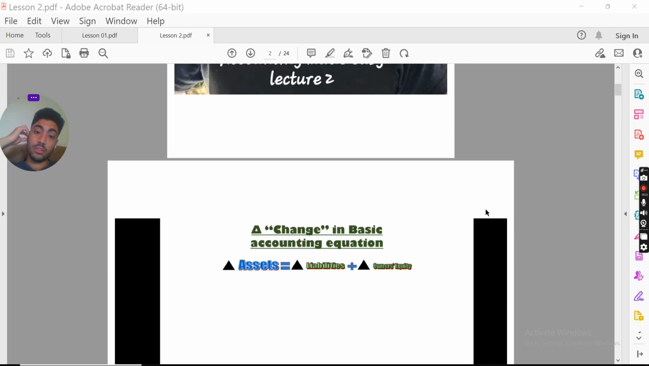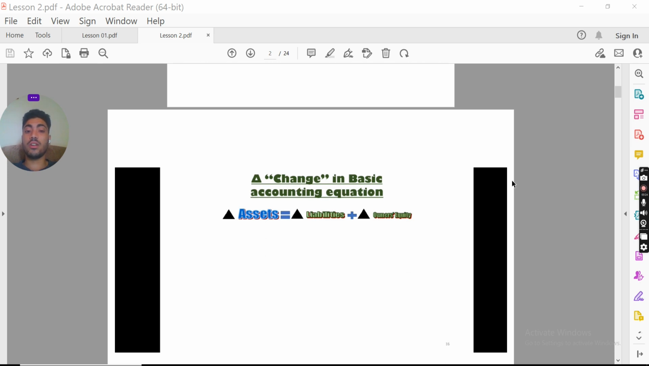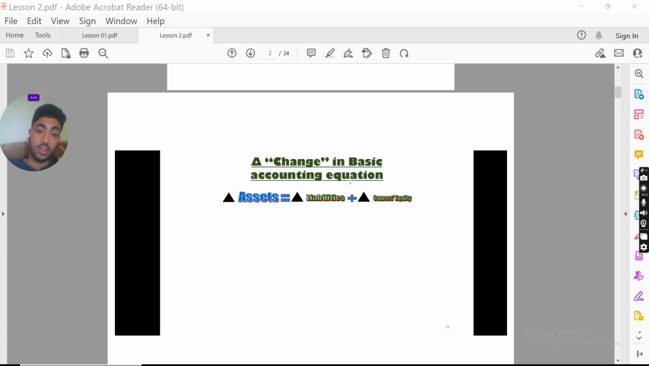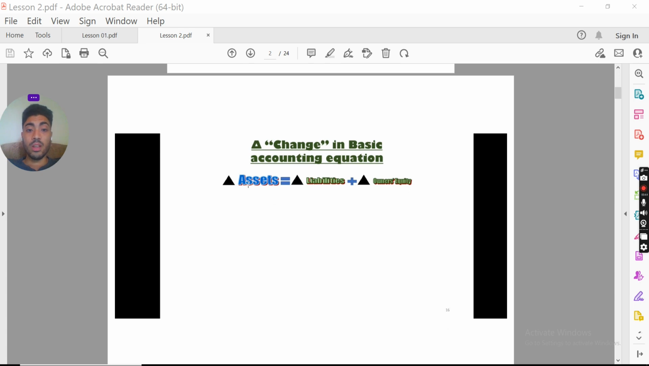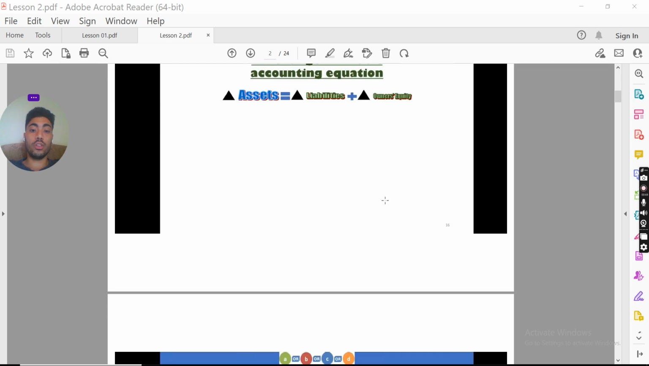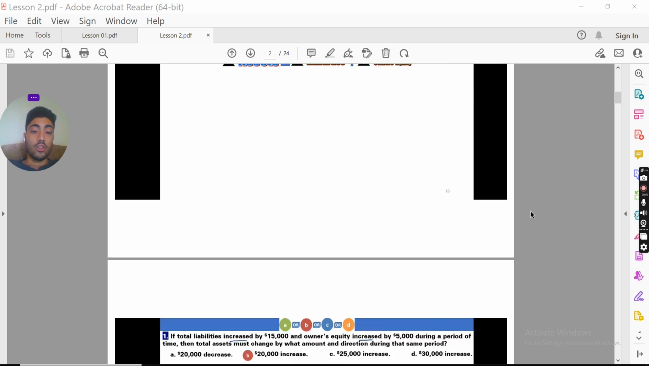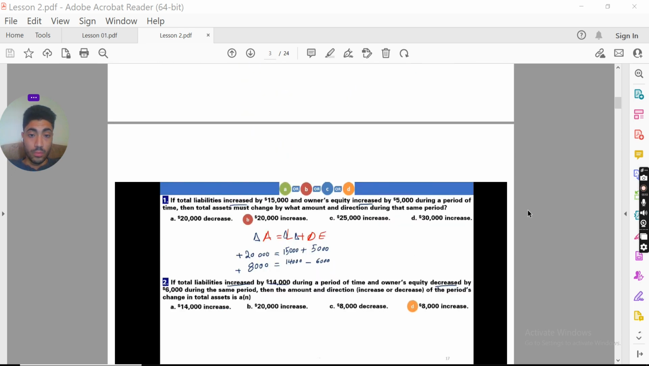So, today we're gonna talk about the change in the basic accounting equation. As we knew from the previous lecture, we have something called the basic equation, which is assets equal liabilities plus owner's equity. And so we have a change that's called the delta. So delta assets equal delta liabilities plus delta owner's equity. How is that going? Let's check an example.